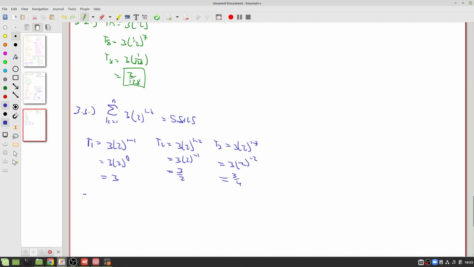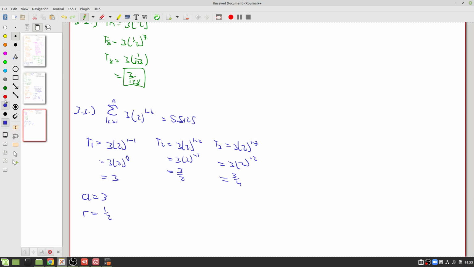3 over 2 times a half is 3 over 4. Okay, so our first term is 3. Our constant ratio is a half. We're multiplying by a half each time. Alright, now we need to find, so this means the sum of. So we need to know the formula for the sum of the first n terms of a geometric sequence.